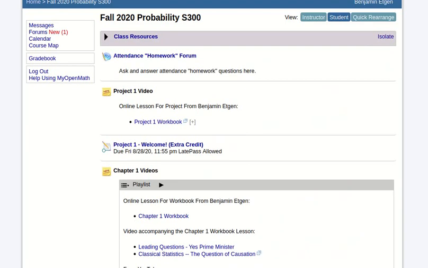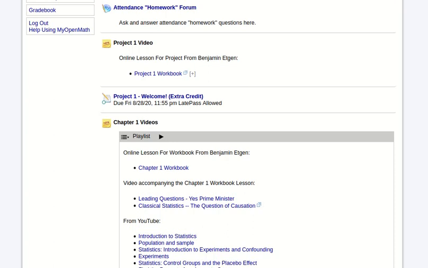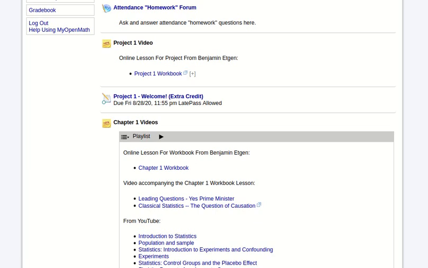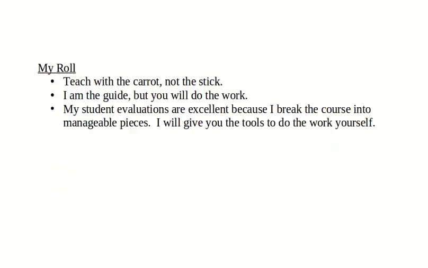Okay, so there is My Open Math. You'll get used to it. It allows us to do a lot of things correctly with correct mathematical notation, with graphs, with tables, with all sorts of good stuff. Sometimes I throw in some extra videos that I either mention in the workbook video or are just interesting. So here's one about how easy it is to ask leading questions, and another from classical statistics about how you talk about cause and effect. Okay, so that's our look at the syllabus and My Open Math. Let's look at the next page.